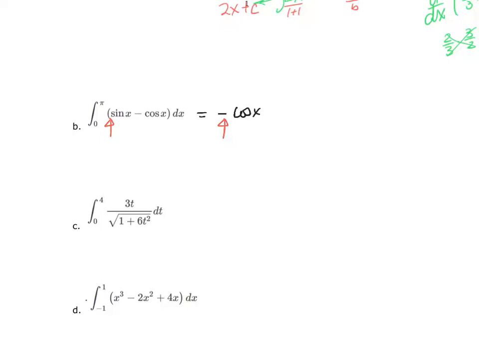And then the cosine, to get cosine, what did you have to start out with to get cosine? Yeah, so sine. Yep, and so it's going to be just negative sine, and we don't have to worry about changing the sign on that because the derivative of sine is cosine. Now, when we go to the evaluation, we're going from 0 to pi. So how do I move on from there?